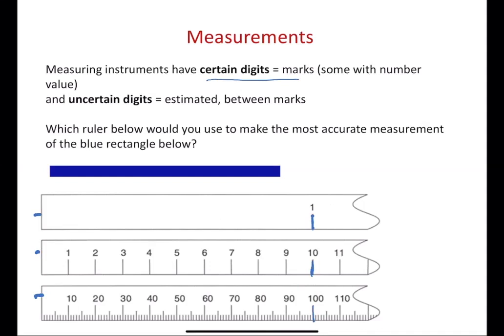Even the mark without a number next to it, just to the right of 100, let's look at this mark a little bit over. This is 5 over. It's halfway between 100 and 110. This is 105. So the certain digits are the marks. Some of those have number values with them, so you are certain of those values represented by those marks. The other thing you have are regions between the marks.